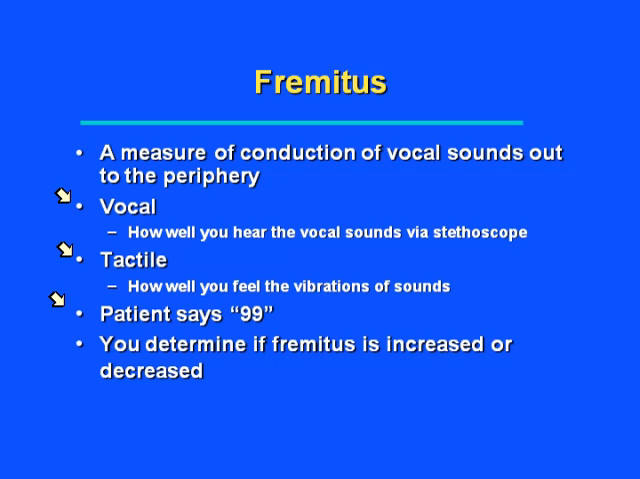We have the patient say 99. Now, he really can say anything, but 99 is chosen because it sets up a lot of vibrations, and it is a simple thing to say that makes sort of a constant noise. And then you determine if fremitus is increased or decreased. And you can imagine that that might be hard to tell. In other words, it all is based on what is normal as a reference point.